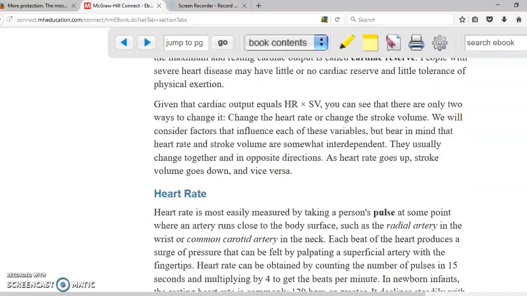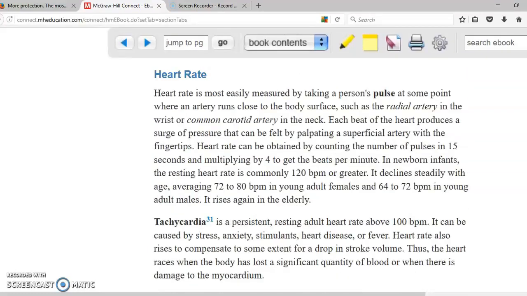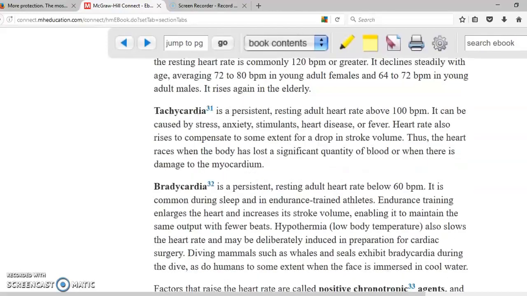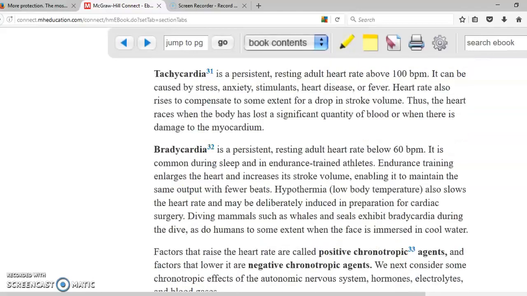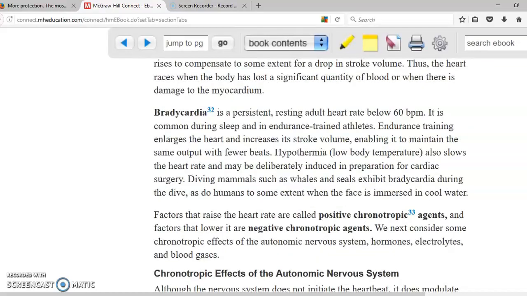Now, what factors are going to affect the heart rate? The heart rate, we said, is approximately 70 to 80 times per minute. If your heart beats faster, we are going to call that tachycardia. If the heart beats slower, we are going to call that bradycardia. What can produce tachycardia and bradycardia? Well, it depends. For example, if you're in love, your heart beats faster, right?